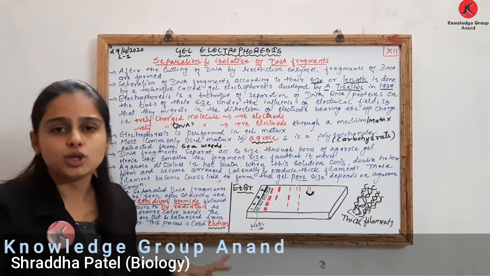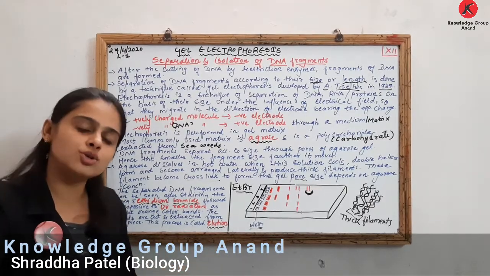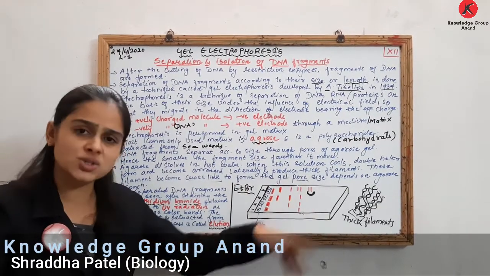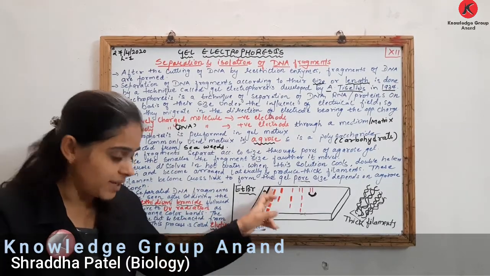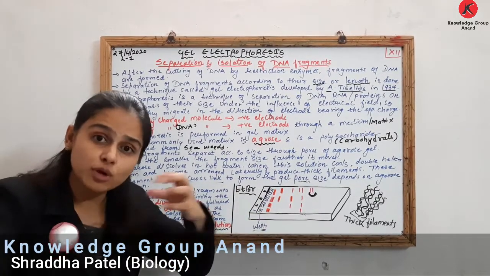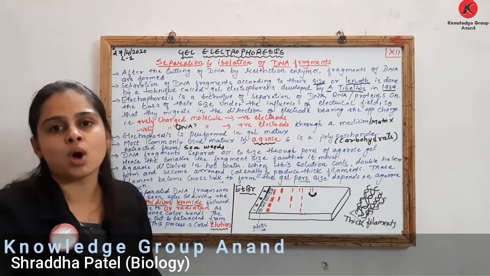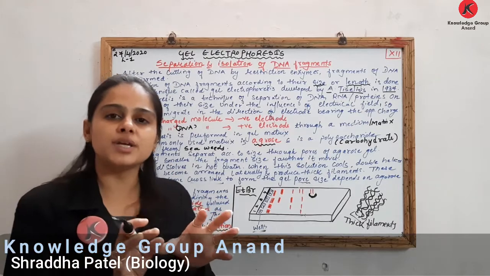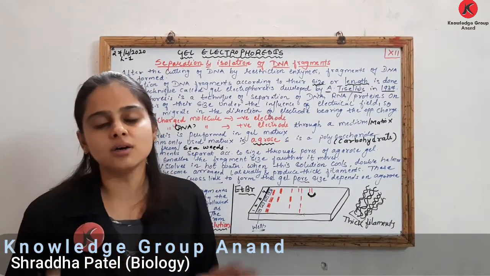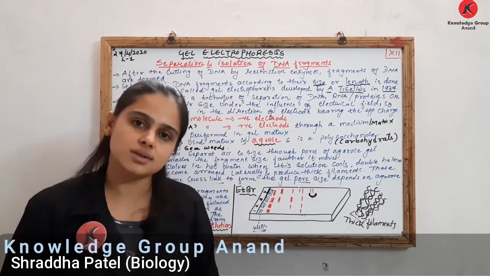And lastly, your elution technique. What is the elution technique? Once the process is done, you are going to cut this DNA, you are going to remove the gel, and this process is called elution, followed by which the desired piece you are going to ligate with vector for creating your recombinant DNA.